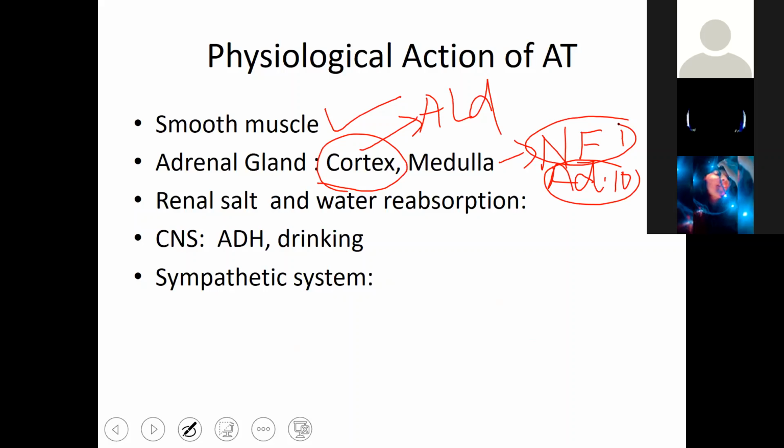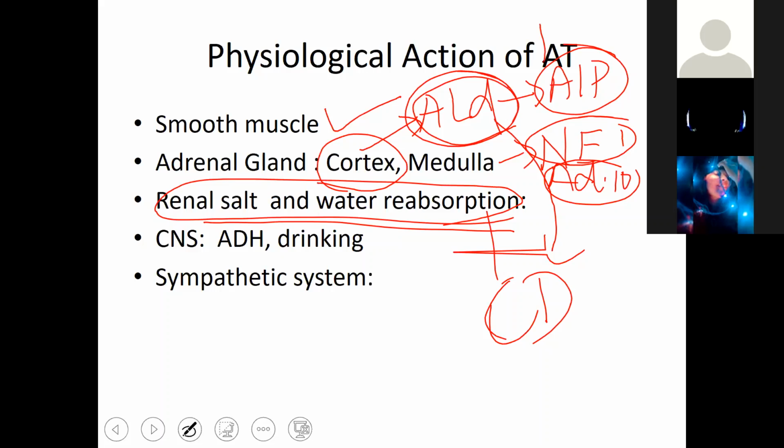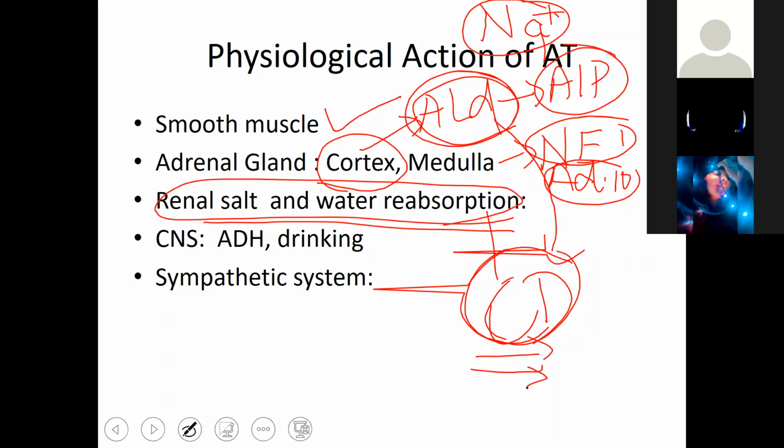And what happens when aldosterone is secreted? Aldosterone causes renal salt and water absorption. Where does this happen? Renal salt and water absorption due to aldosterone happens in the collecting duct. Because aldosterone causes formation of the aldosterone induced protein. This aldosterone induced protein is converted to sodium channels and gets inserted into the collecting duct. Through these sodium channels, more sodium enters the cell, and in return some potassium gets excreted out.